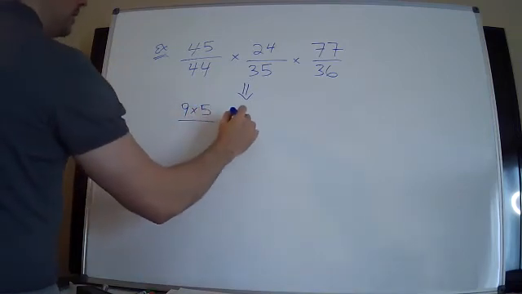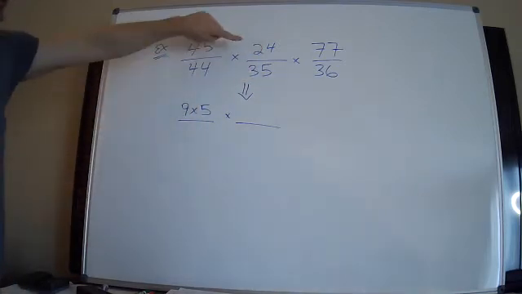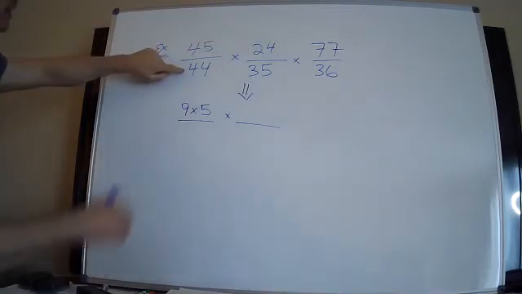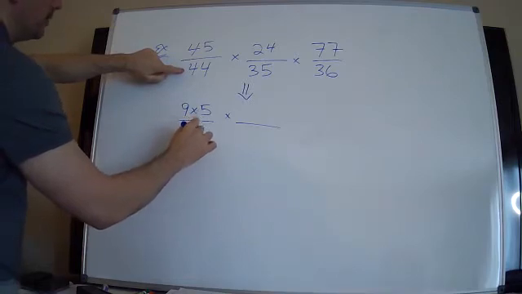So now 24, same thing. I have a bunch of choices. So I'm going to take a look at the bottom. I could do 12 and 2, right? Or I could do 8 and 3. But if you look here, 44, I'm going to do is 4 and 11.